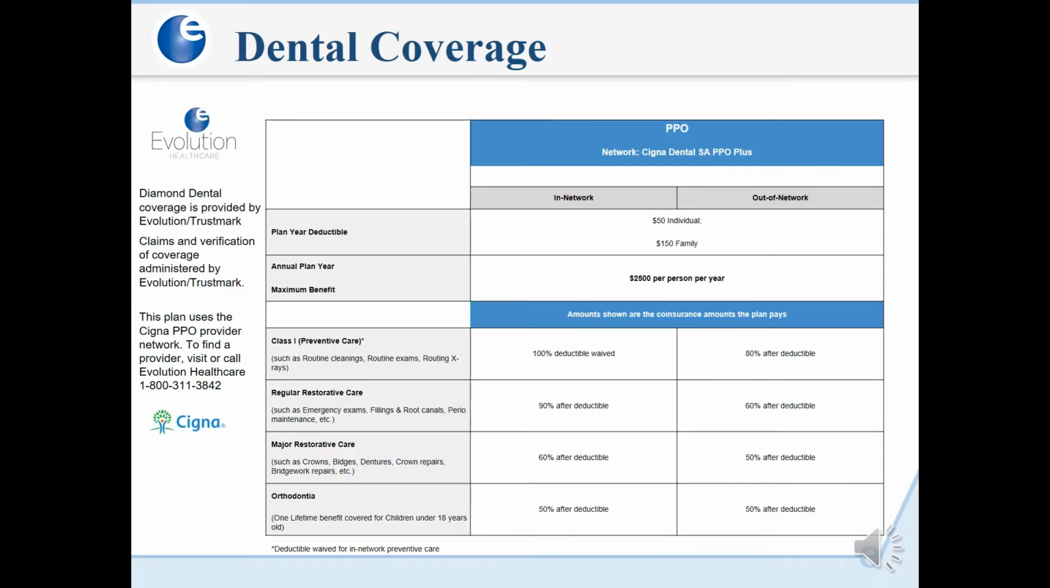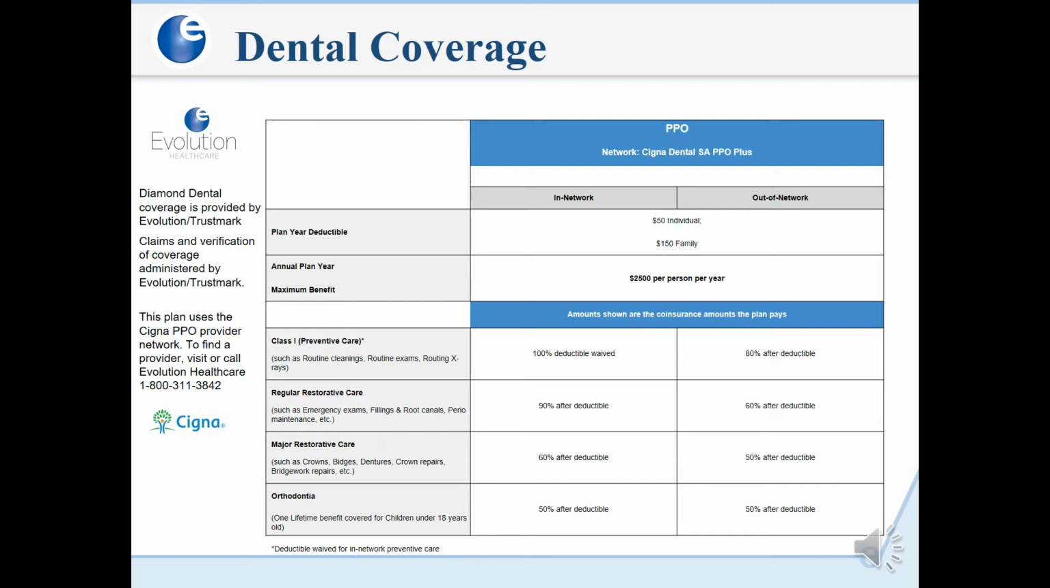Diamond Environmental is continuing to offer the dental plan through Evolution Healthcare. This is a PPO plan. It utilizes the Cigna SA network for dental services, and each enrolled member on the plan has a $2,500 per person per plan year benefit. Dental is broken down into 3 categories.